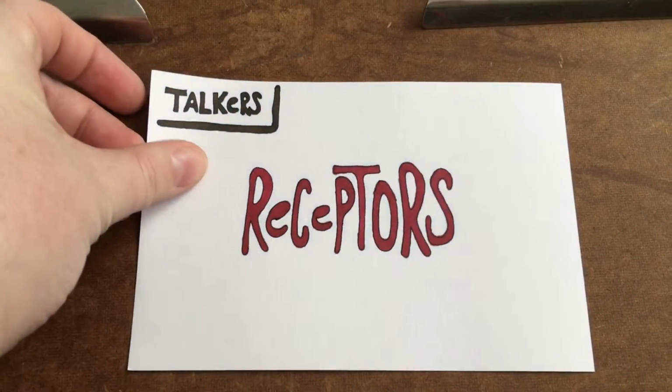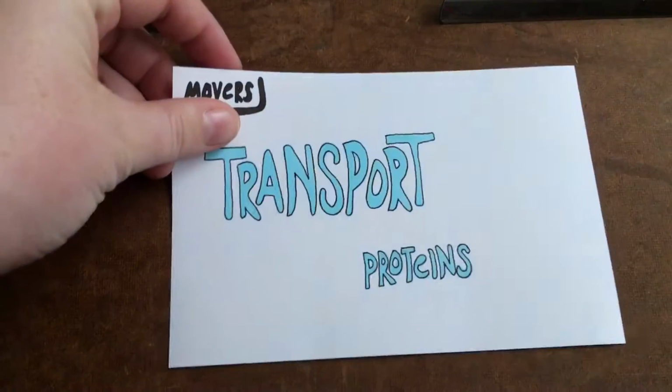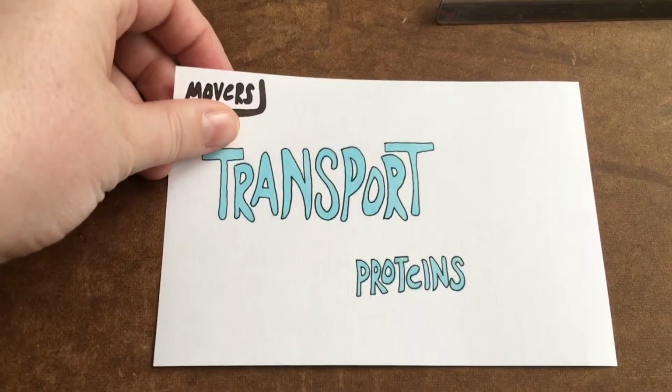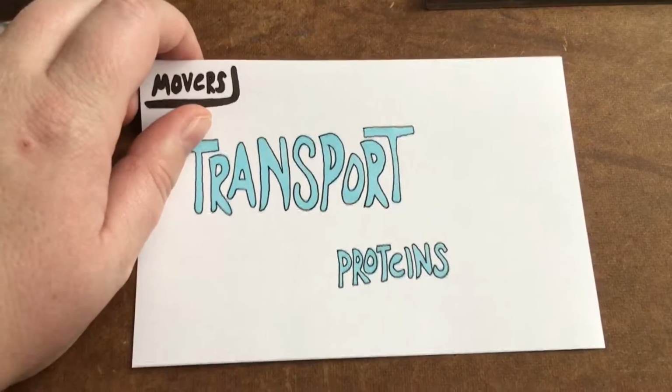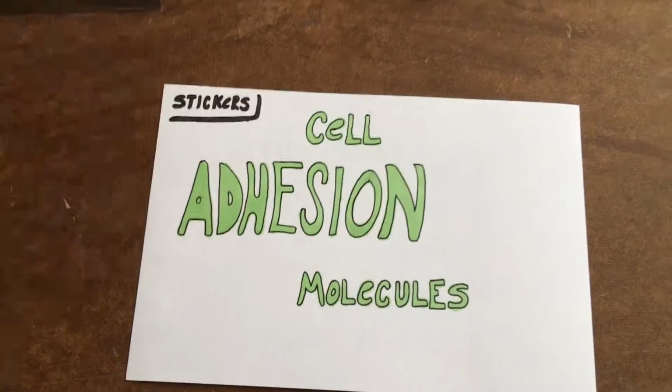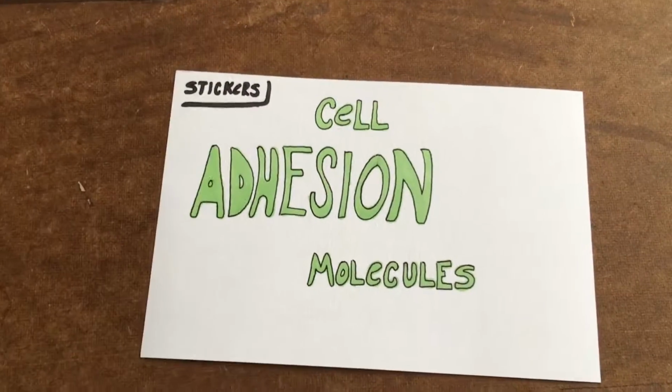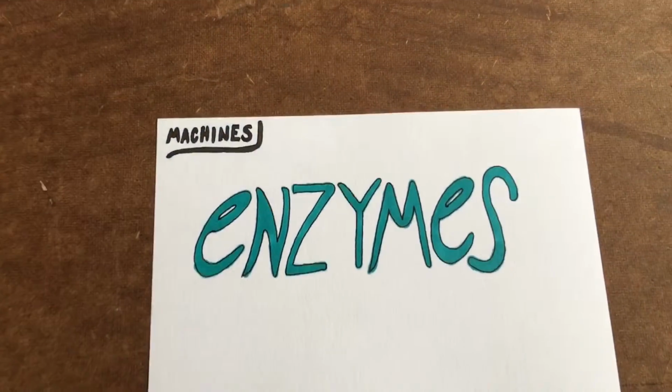Okay, I've got a minute, 30 seconds left. So the talkers are called receptors. The movers are called transport proteins because they transport things from one side to another. The stickers are called cell adhesion molecules, or CAMs, C-A-M-S, and I think we're going to start with those. And then the machines, like I said, are called enzymes.